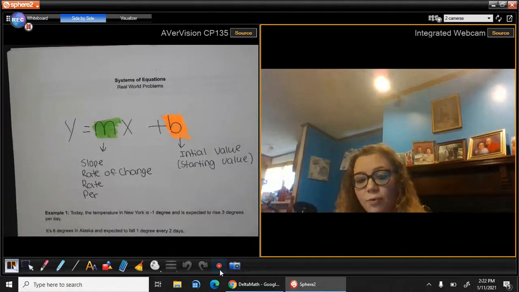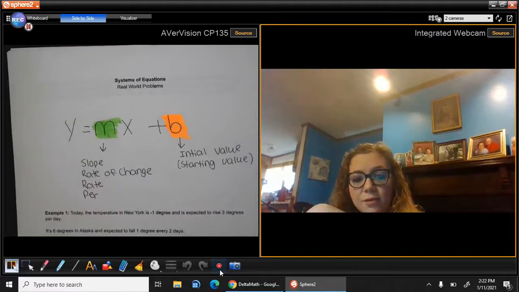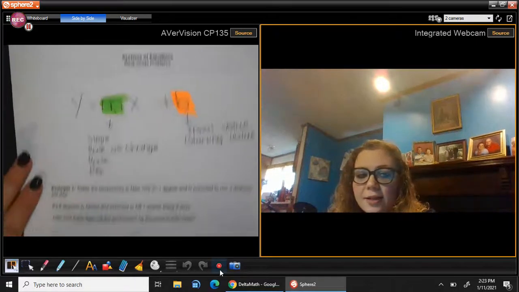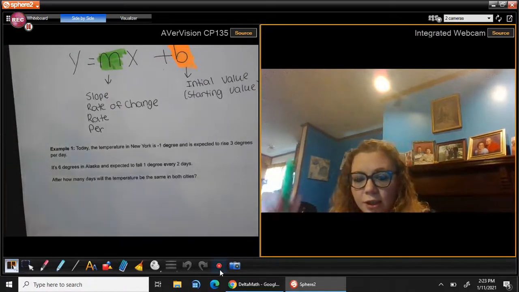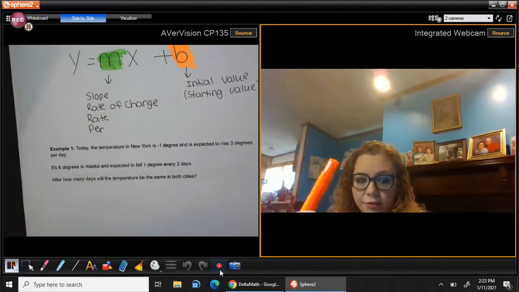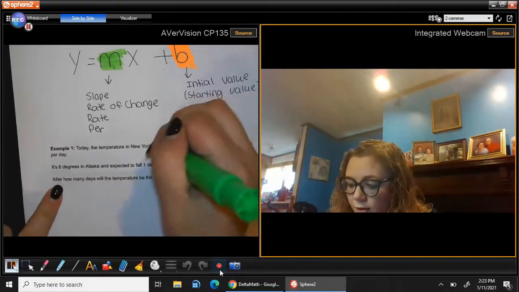Yesterday we did word problems that gave us one equation. Okay, today we're going to do word problems that give us two equations. So this time we're going to have two slopes and two initial values. Okay, so let's read. Okay, so I'm going to use two colors, green for my rate and then orange for my initial value. So today the temperature in New York is 1 degree.